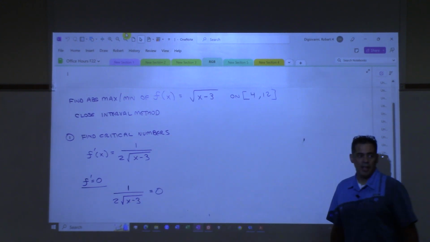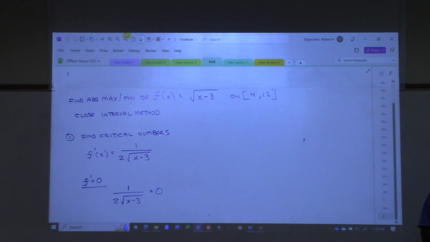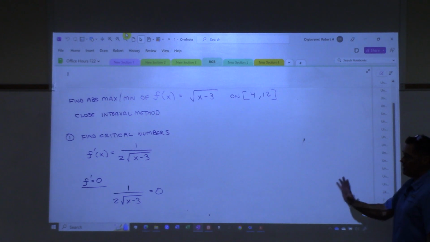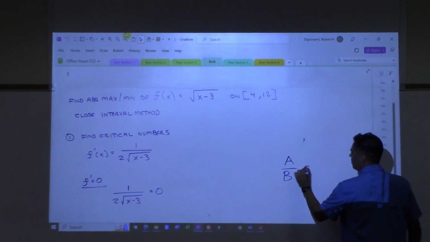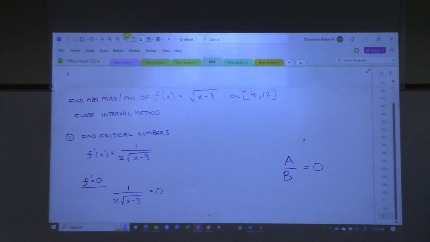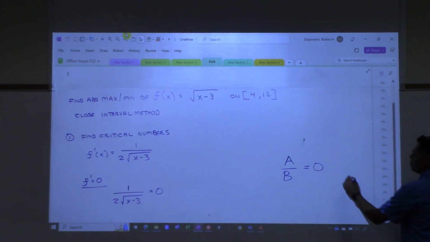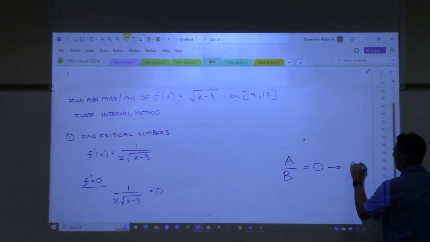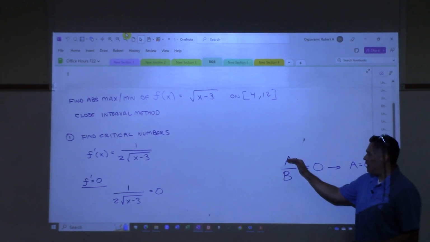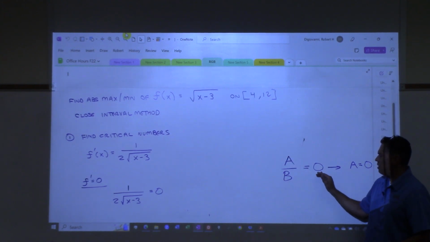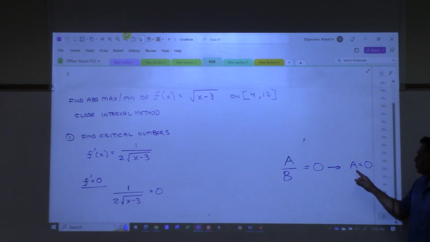And now we've reached a critical thing that I want to make sure everyone here understands. Side note: if you're ever given a fraction, doesn't matter what the fraction is, and you set that fraction equal to 0, all you really have to do is ask yourself, when is the top 0? Anytime you have a fraction and you're trying to figure out where it is 0, all you really have to ask yourself is where's the top 0?